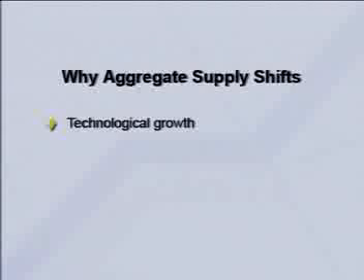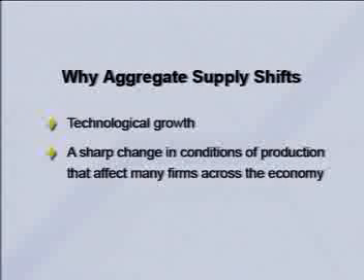Now, let's think about why aggregate supply might shift. What will change what an economy is capable of producing? There are really 2 main reasons. One is technological growth, and the other would be a sharp change in the conditions of production that affected many firms across the economy. So let's think about each of these in turn.